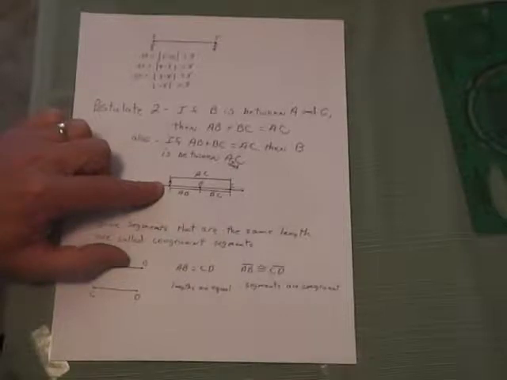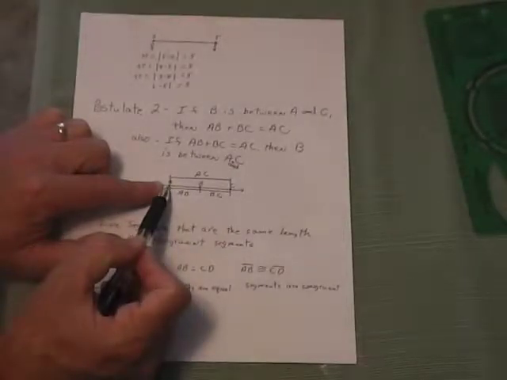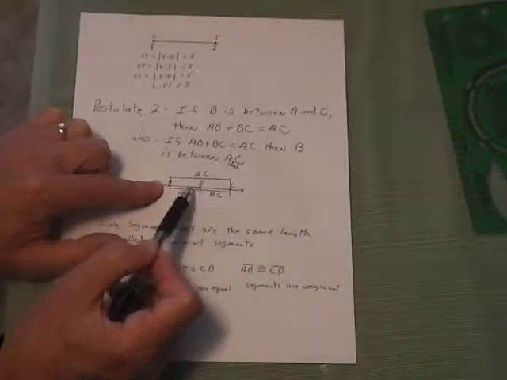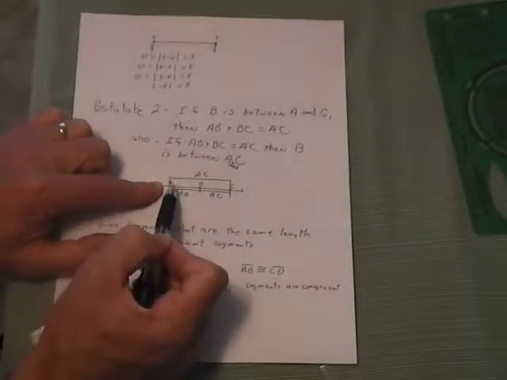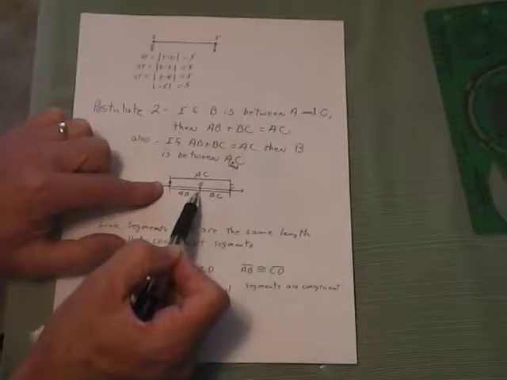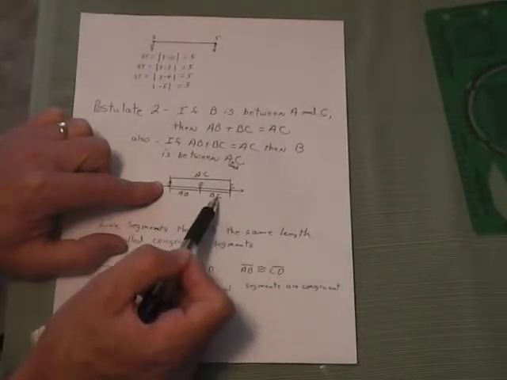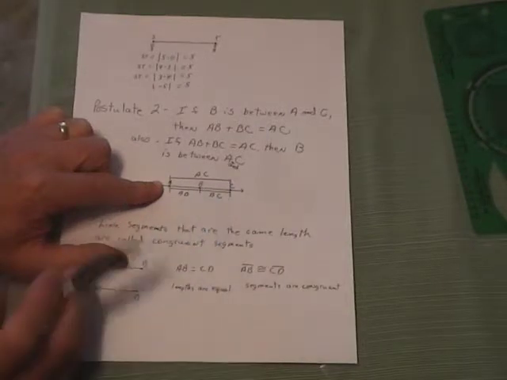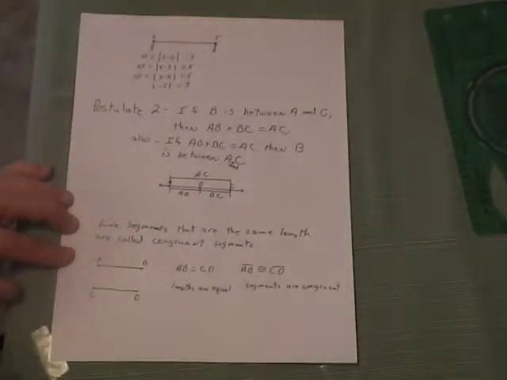So all we're saying here is if we have a segment from A to C and B is between there, then this length AC is the same as the AB distance plus the BC distance. We add these two together, and it's going to equal that entire length up there. So it's a pretty easy concept to understand.